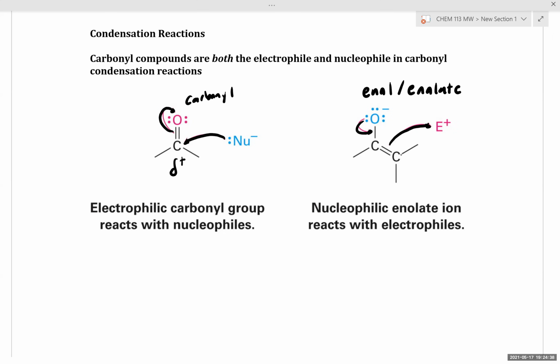Does this discussion of carbonyl functionalities as both electrophilic under neutral conditions and nucleophilic when deprotonated or when treated with acid to convert them to the nucleophilic enol or enolate form make sense? The carbonyl is an electrophile. The enol or enolate derivative of your carbonyl is a nucleophile. Does that discussion make sense?